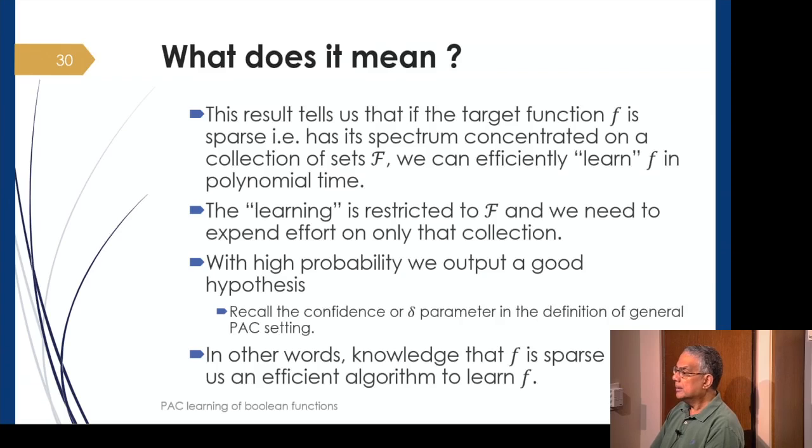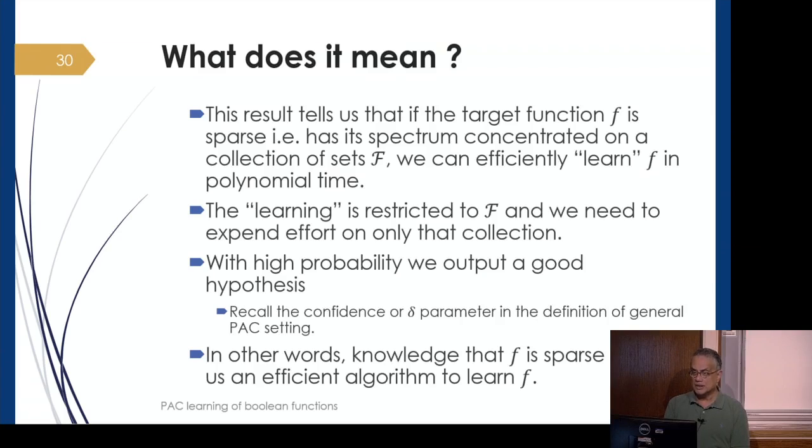So continuing, the learning, if restricted to f, would imply that we do not look at other coefficients, but rather just look at the coefficients in f. And moreover, to close this argument out, we are able to do this with high probability, and hence the parameter delta that we had, which was the confidence, is also built into this statement now. So to pull it all together and say it informally as one sentence, knowledge that f is sparse gives us an efficient algorithm to learn f.